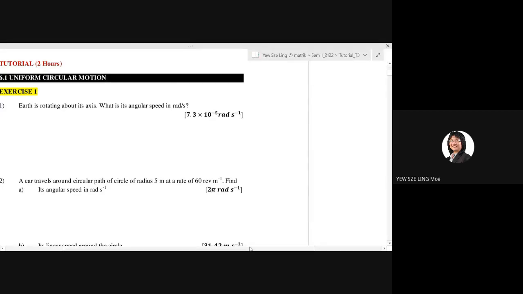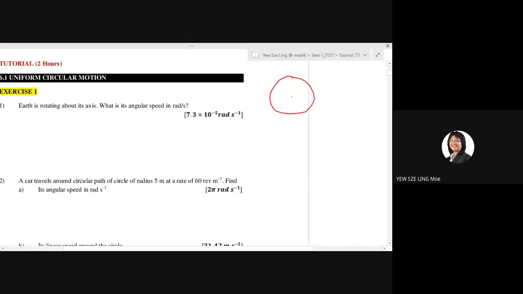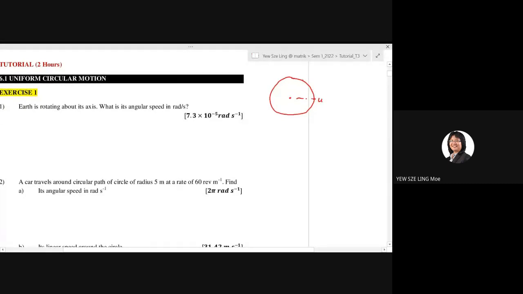Okay, so chapter 6 is uniform circular motion. Now we're going to look at circular motion, but before that, what is the important thing in this chapter? First of all, you have to know the variables that you're going to use in this chapter. Let's say we have a circle, and your object is moving from an initial position to a final position. I'm going to call it A, and then it moves to B.